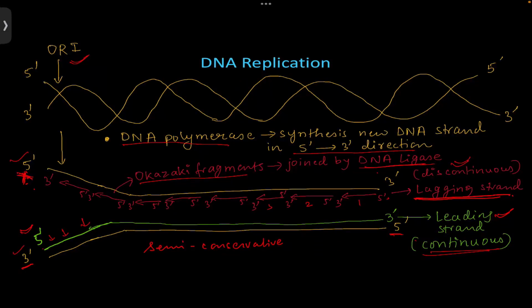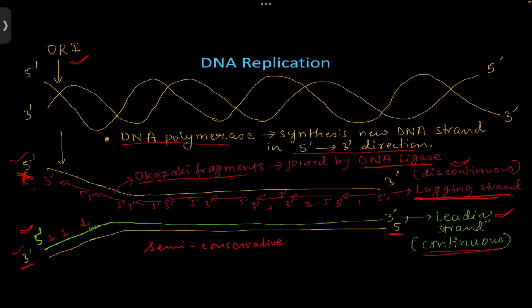Here the synthesis is happening in a continuous manner, and this strand is called the leading strand, whereas for the synthesis of DNA on the template running from 5 prime to 3 prime, the synthesis is happening in a discontinuous manner, and this strand is called the lagging strand. And in the lagging strand, Okazaki fragments get made and they get joined, or phosphodiester bonds are made, by another enzyme, that is DNA ligase. So extra work is needed for the formation of the lagging strand, whereas synthesis of the leading strand happens smoothly.